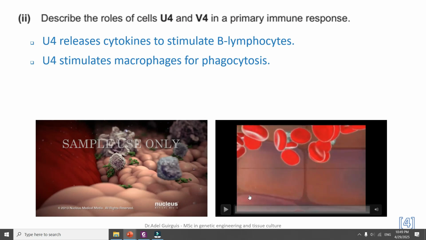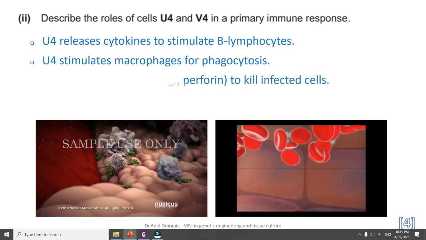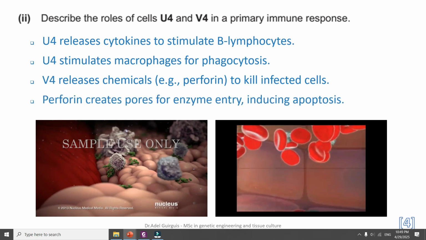Okay, so two mechanisms take place. Here, T8 releases chemicals like perforin, H2O2, and certain hydrolytic enzymes to kill infected cells. This is the first mechanism. Second mechanism, perforin creates pores, for enzyme entry, and also for inducing apoptosis, programmed cell death. As pores are created in the wall of infected cells, they disturb the osmotic balance, so this allows bursting of the host cell, as it is infected by viral genome.